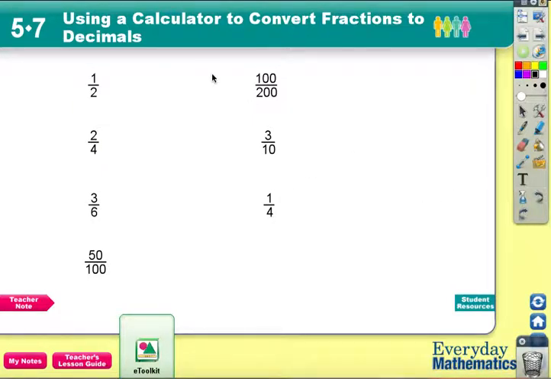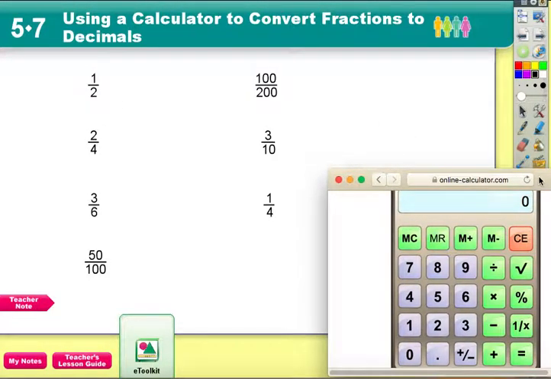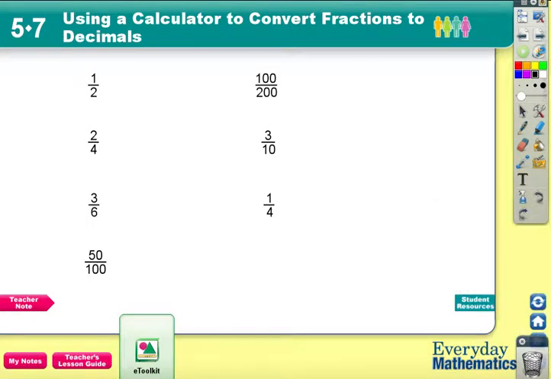So for the first one, 1/2. How would you say that as a decimal? Just go ahead and say it to yourself. And then in our calculators, we're just going to put 1 divided by 2. And we, of course, got 5/10. Hopefully that is what you said. Then we're going to write equals 5/10.